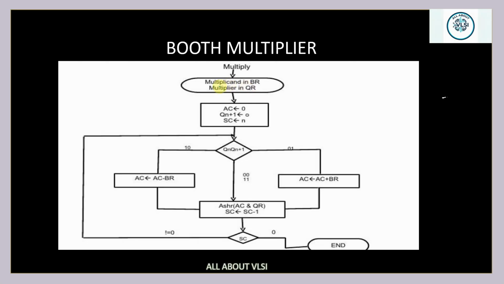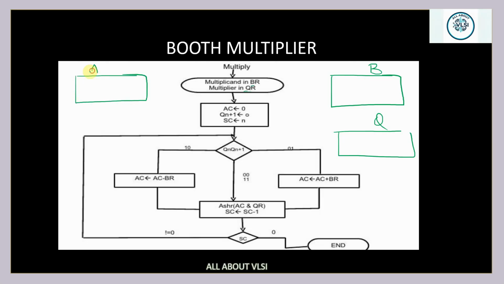Now, here we are going to consider the multiplicand and the multiplier. The multiplicand is stored in one register, which is known as B, and the multiplier is going to be stored in one more register, which is Q. So let's have a few registers. Also, we are going to have one more register, which is the accumulator.